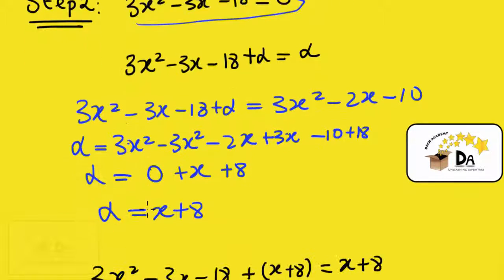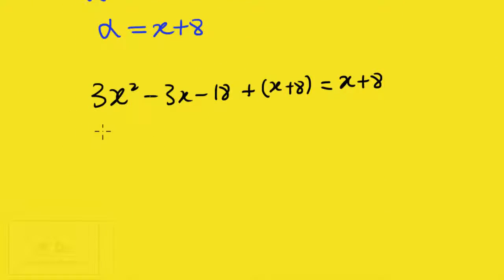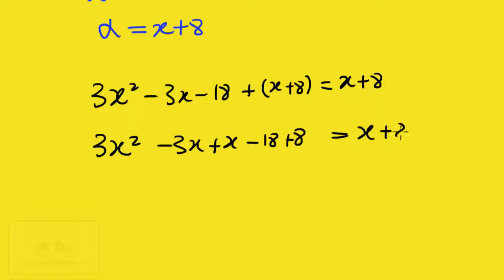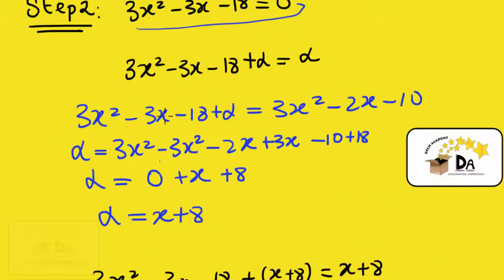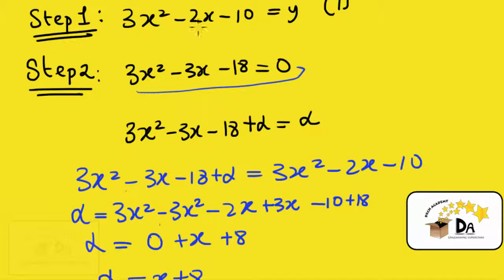Now let's test it. Let's simplify this left hand side. We have 3x squared, and I'm going to group like terms, minus 3x plus x, minus 18 plus 8. The right hand side is just here. So I'm just going to simplify the left hand side. That gives 3x squared minus 2x, and minus 18 plus 8 is minus 10. I'm going to call this equation 3. Now, the left hand side is 3x squared minus 2x minus 10, and that's the same as the left hand side of our graph.